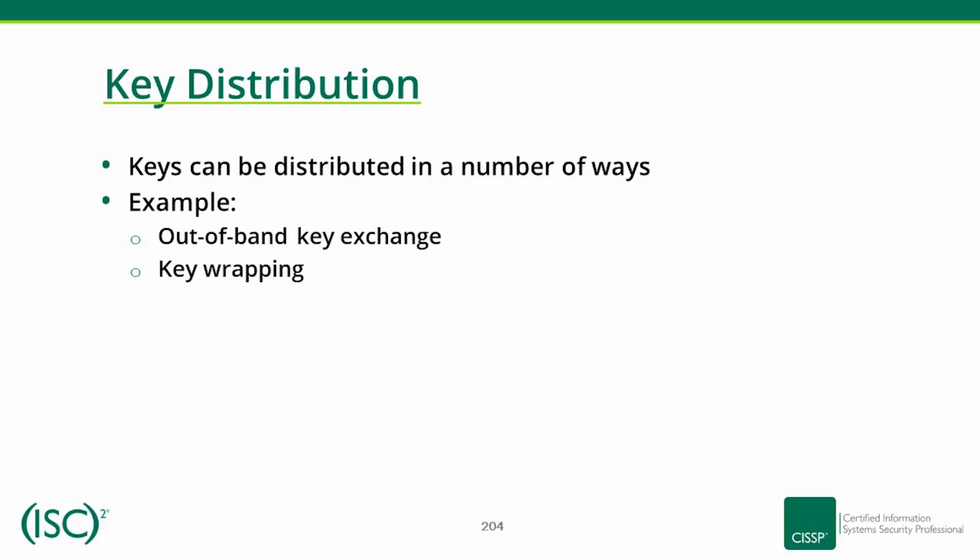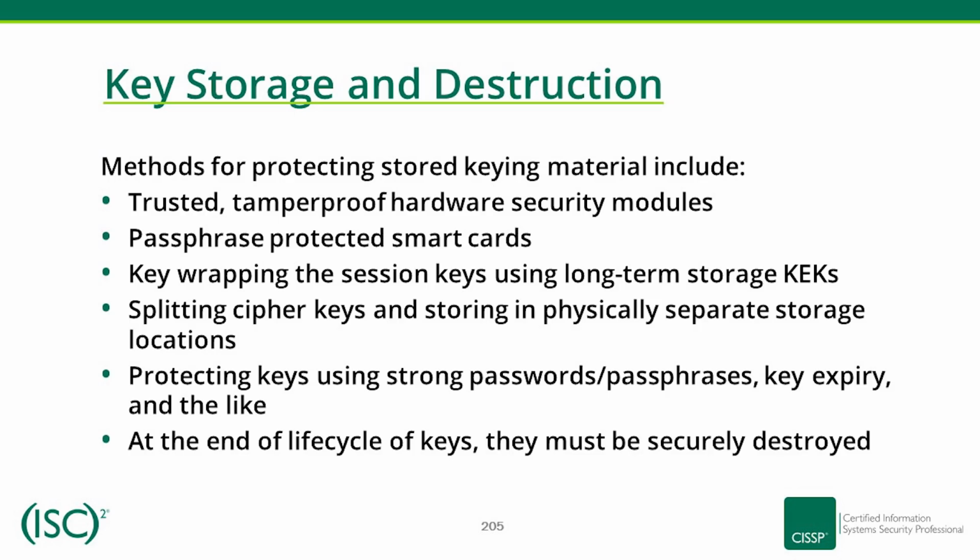Key distribution. Keys can be distributed in a number of ways. Example: out-of-band key exchange, key wrapping. Key storage and destruction. Methods for protecting stored key material include trusted, tamper-proof hardware security modules, passphrase-protected smart cards, key wrapping the session keys using long-term storage keys, splitting cipher keys and storing them in physically separate storage locations, protecting keys using strong passwords/passphrases, key expiry, and the like. At the end of the life cycle of keys, they must be securely destroyed.